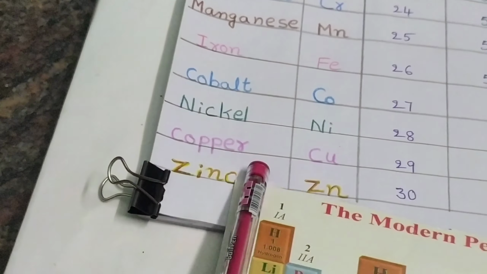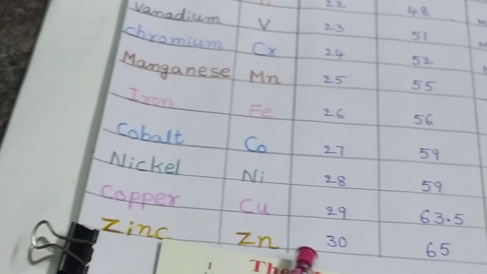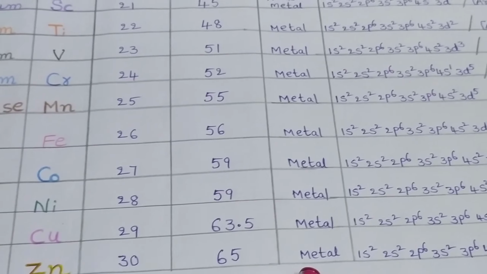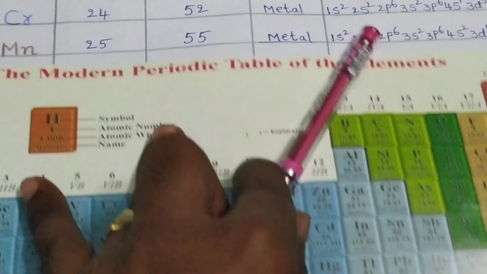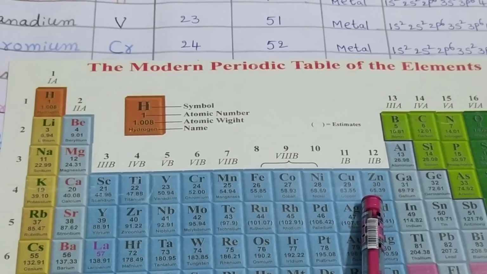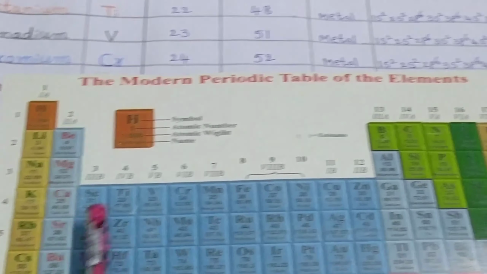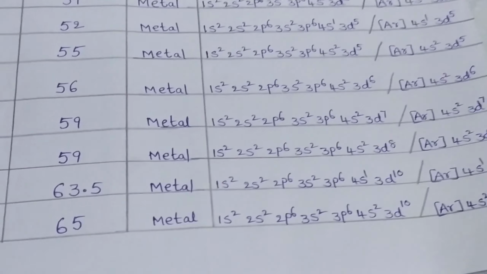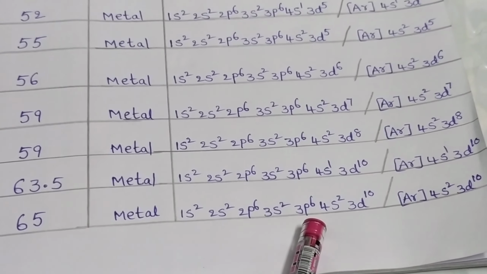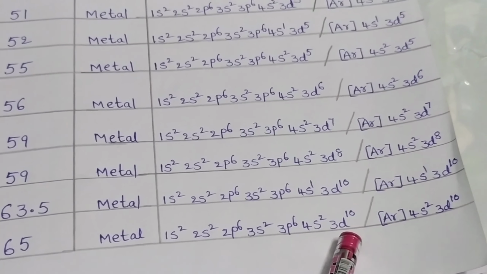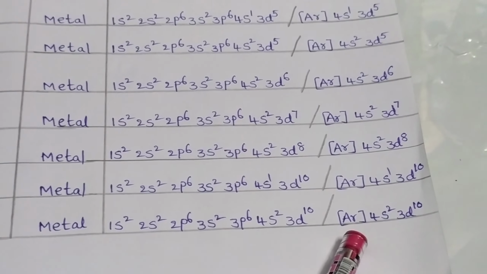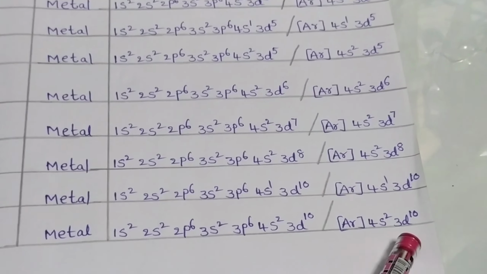Next, zinc. Symbol is Zn. Atomic number 30, mass number 65. It is an example for metal. When we observe this modern periodic table, zinc is the 10th element in the d block in the 4th period. So, the electronic configuration can be written as 1s2 2s2 2p6, 3s2 3p6, 4s2 3d10, or in shorthand notation, it can also be written as argon 4s2 3d10.